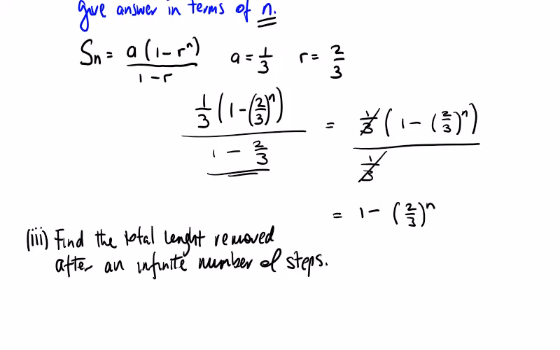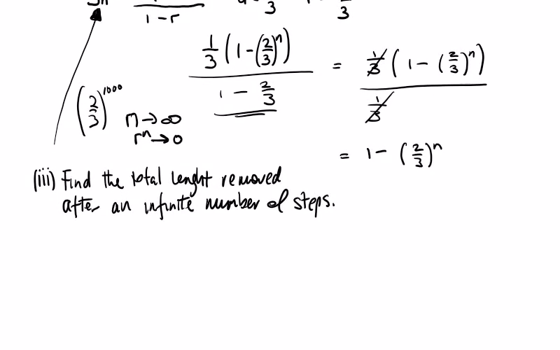So part 3 of this question, find the total length removed after an infinite number of steps. Well, we know in the geometric series, if we want to add the first 5 terms together, we put in 5 for this n here. Now in an infinite number of steps, if we imagine that the r is 2/3, 2/3 to the power of, say, 1,000 is a tiny number. So what we say is that as n tends towards infinity, r to the power of n tends towards 0.